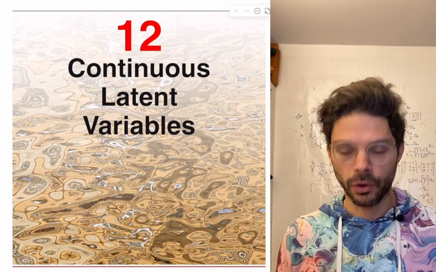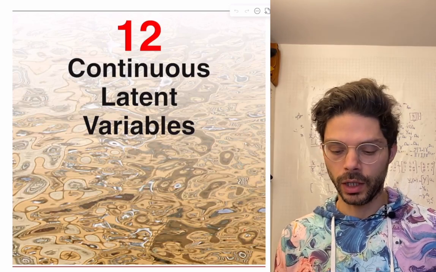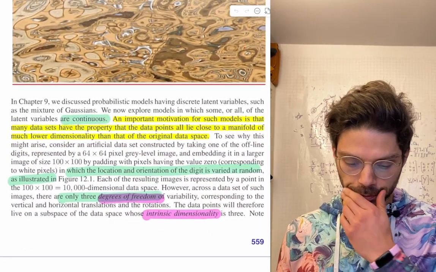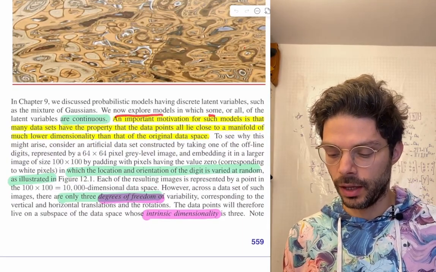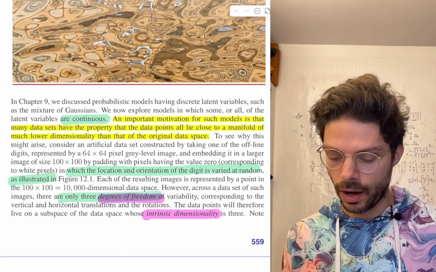Hi folks, so now we're going to start our go over the introductory section of chapter 12 on continuous latent variables. So let's get into it. Okay, so it says we're now going to explore models in which some or all of the latent variables are continuous. Okay, and so why should we do this?